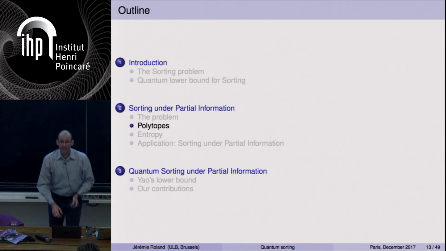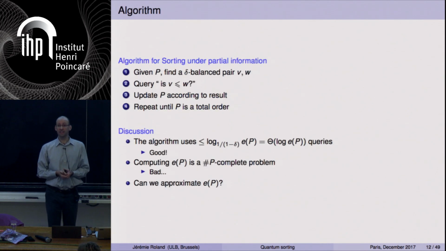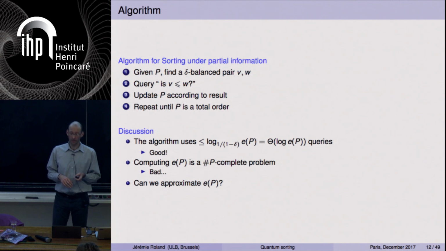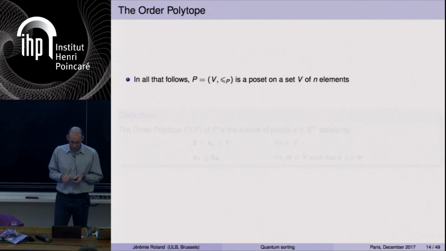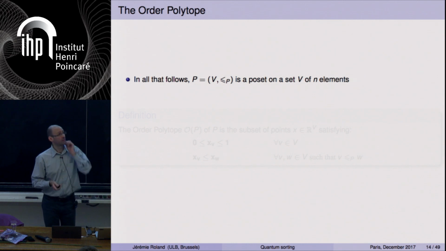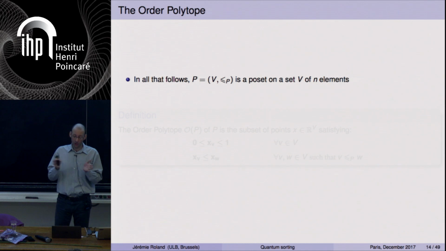Okay, so in order to understand how we can approximate E of P, we need to go a little bit into the theory of sorting. And I need to introduce first the notions of polytopes that are related to sorting problems. So in all that follows, I always fix a poset P, so a partial order P over a set of n elements.